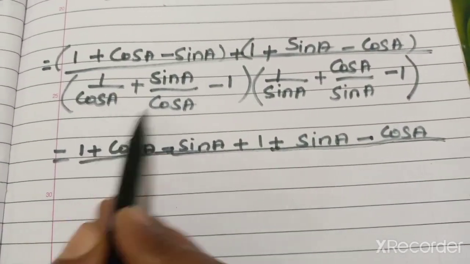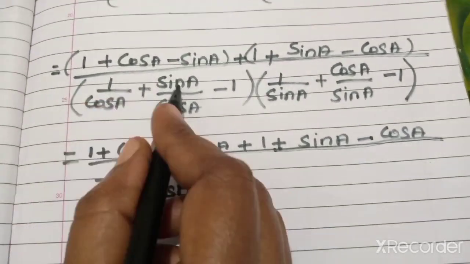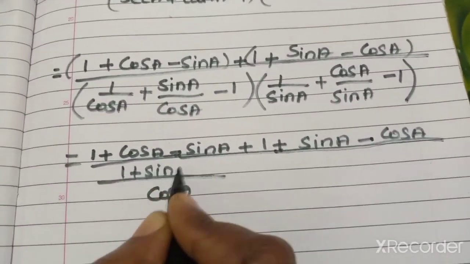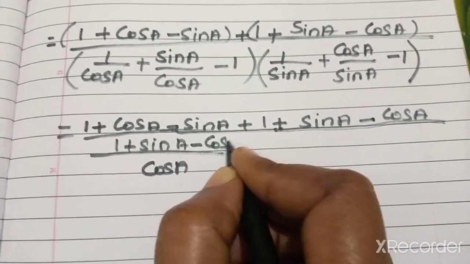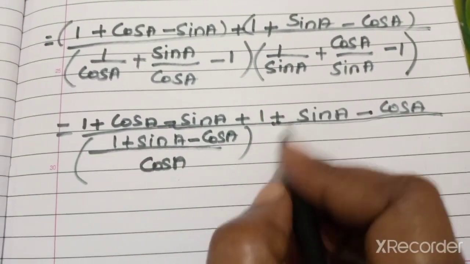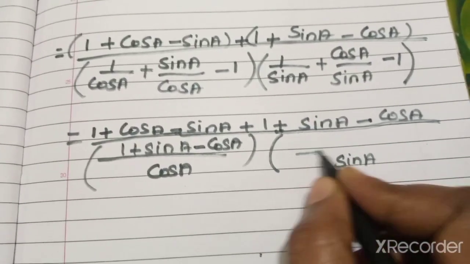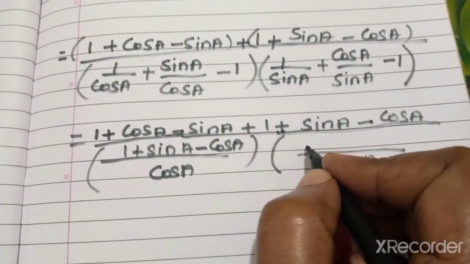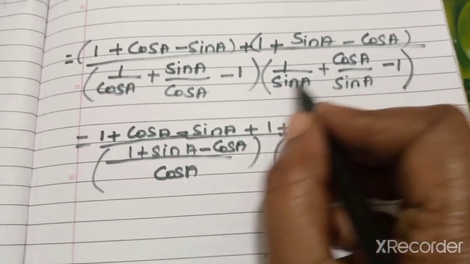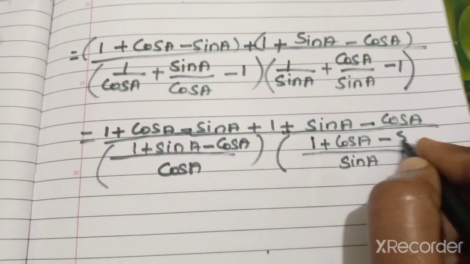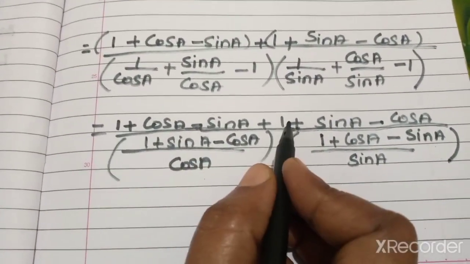let us take the LCM. What is the LCM here? It is cos A. So numerator becomes 1 plus sin A minus 1 into cos A, that is cos A, close the bracket. For this term take the LCM. Sin A is the LCM. Numerator is 1 plus cos A minus 1 into sin A, LCM, that is sin A. Close the bracket.